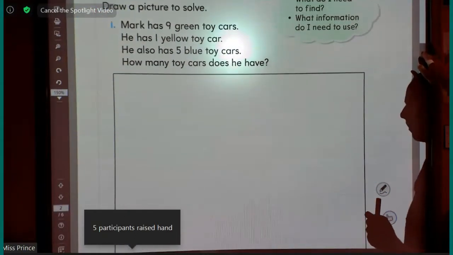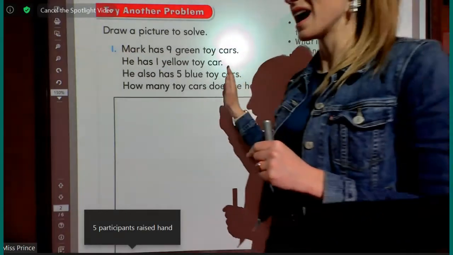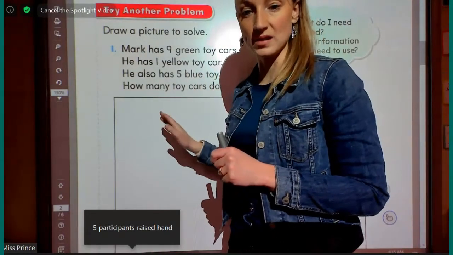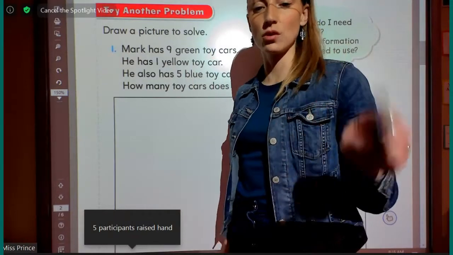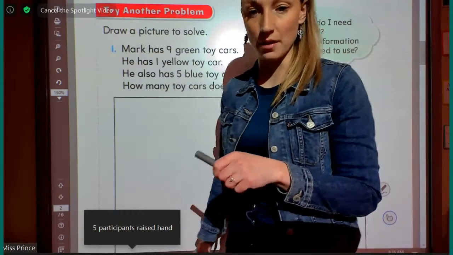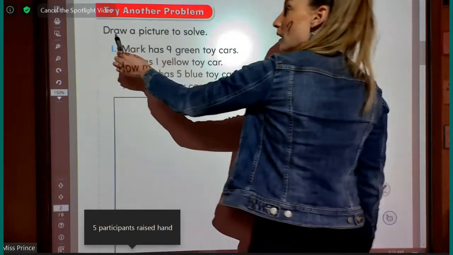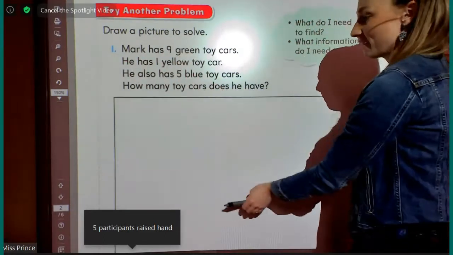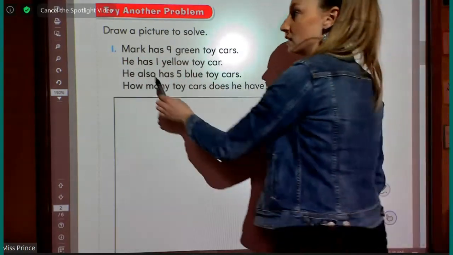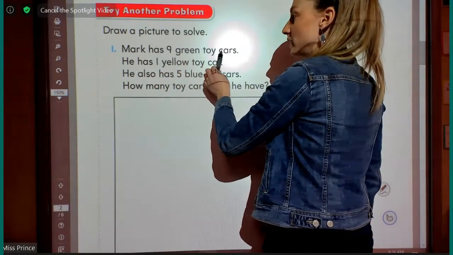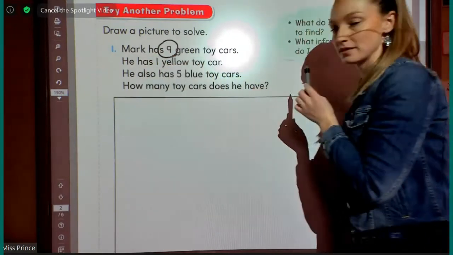All right. Most of these that we have in the rest of this lesson are story problems. So circle the numbers as we read together, okay? Draw a picture to solve. That's why they have this big space here for us. Mark has 9 green toy cars. Circle the 9.